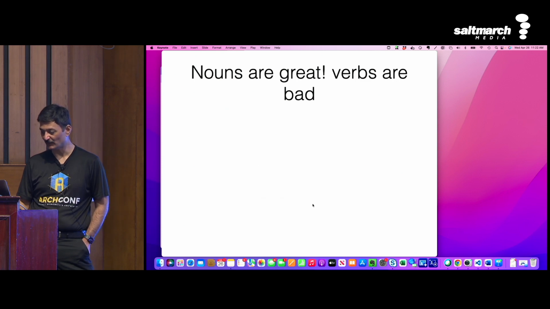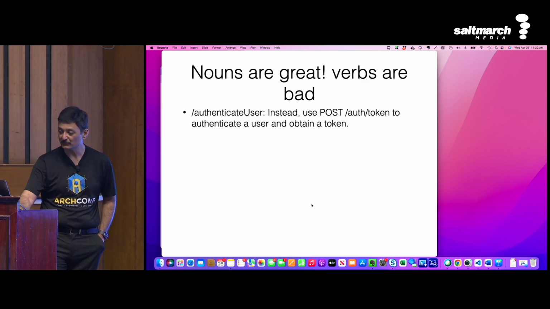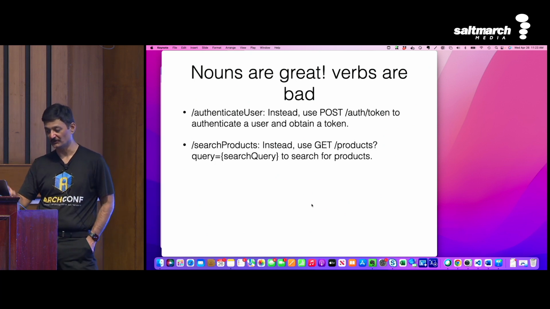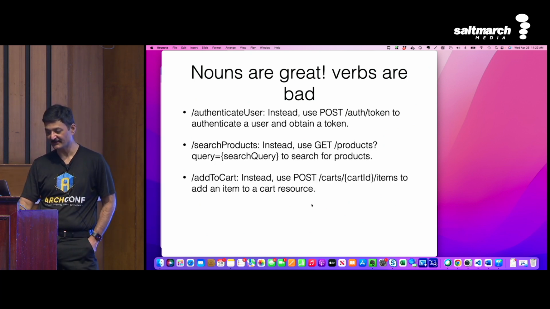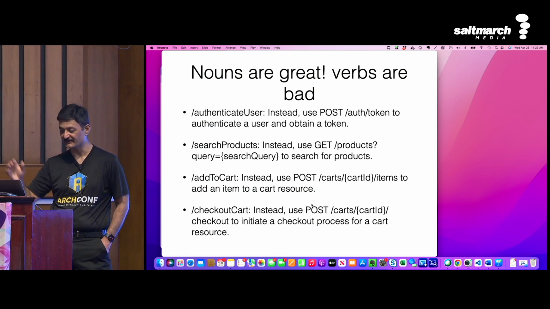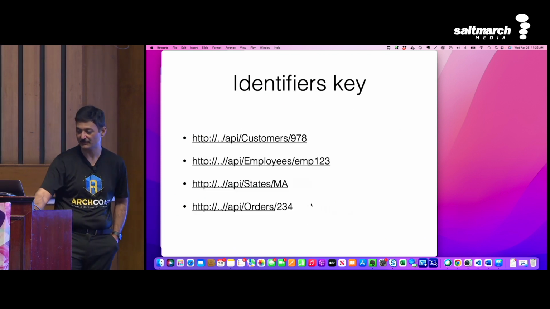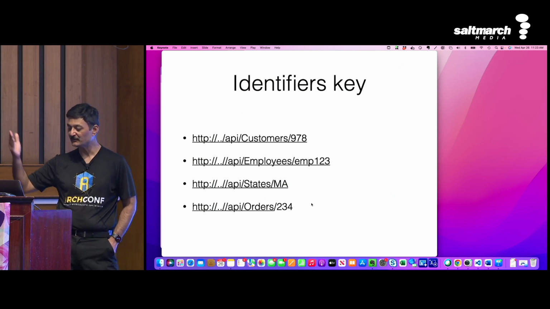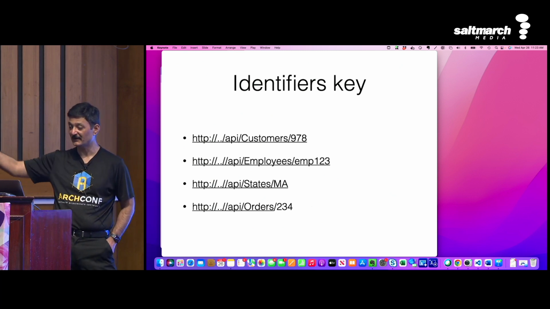So that's what they're saying: to authenticate a user, you can use an auth token. Yeah? Get the products and add to the cart. ID. So that's another thing you can use. For the identifier, you can add slashes to it and then be able to do that.